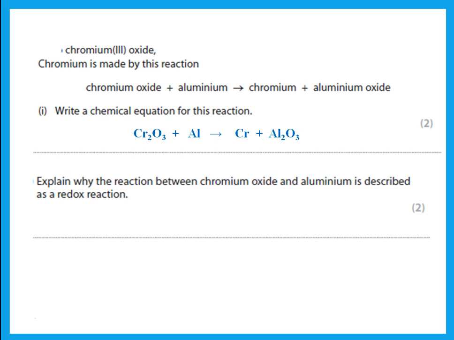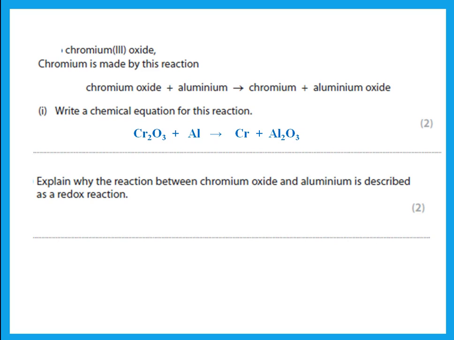Again, aluminium is in group 3, so its valency is 3. It goes under the oxygen, and the oxygen is in group 6, so valency 2. Again, I'm reminding you, if he says write a chemical equation, he means a symbol equation, not a word equation. And then any symbol equation must be balanced. So you need to balance this equation.